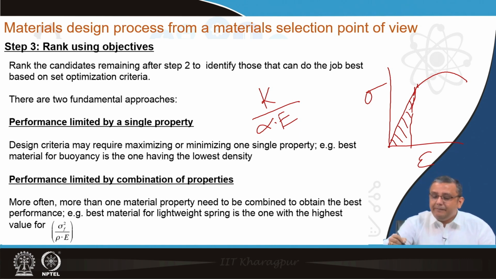Now, what is the typical formula for the area of this region? You can see this is half of sigma into epsilon, and because it follows Hooke's law, you can simply write that epsilon becomes sigma over E, so basically it becomes sigma square by 2E.